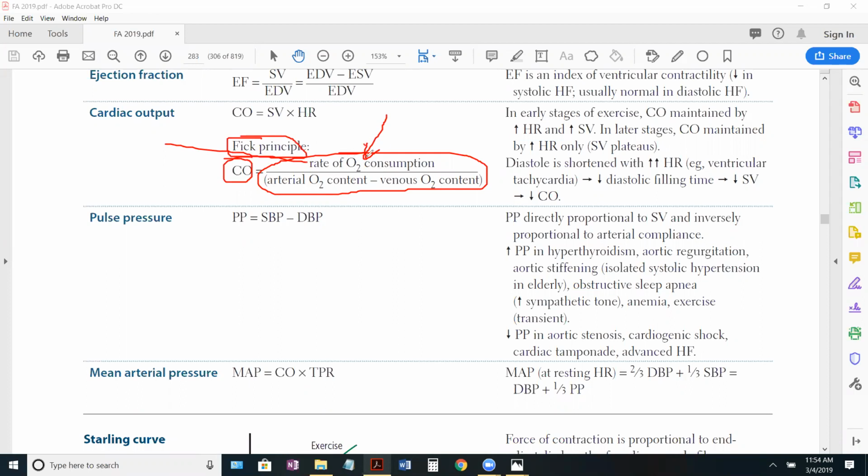So these are the three parameters that you need. You need the rate of oxygen consumption. You need how much was present in the arterial oxygen and how much was the venous oxygen, so you have to subtract them. They will never let you calculate this one.